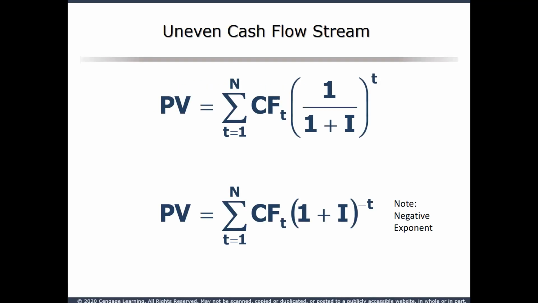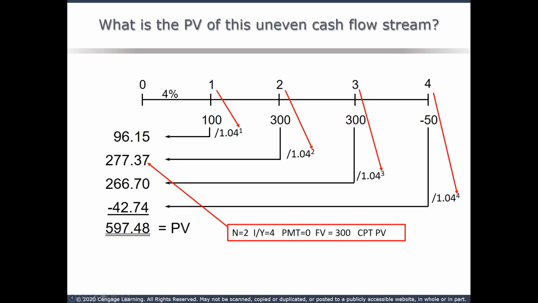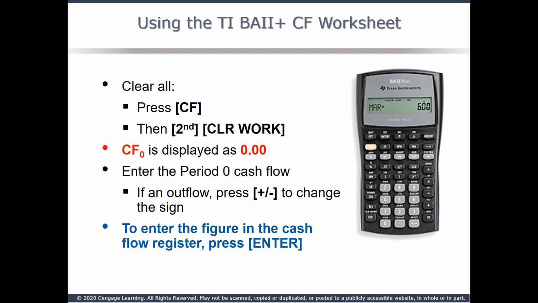To find the present value of an uneven cash flow stream, you basically discount each cash flow appropriately and sum the discounted values. Note that the PV formula can be presented in two ways, with division and with multiplication involving a negative exponent. Taking the most fundamental approach, each cash flow is discounted back to time zero and summed. This can be done using either the formula, for example, for year 2, 300 divided by 1.04 squared is equal to 277.37, or using the TVM keys. N is equal to 2, I/Y is 4, payment is 0, future value is 300, compute present value. Either of those methods is a bit cumbersome.